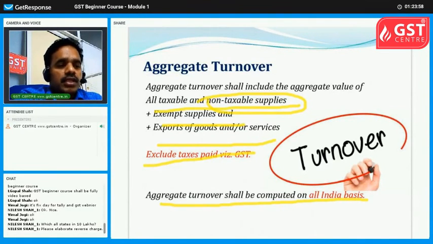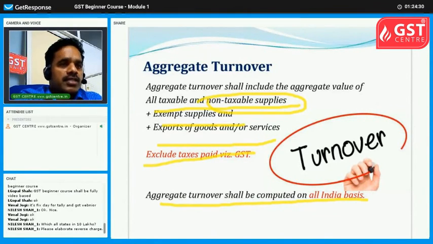Okay, Nilesh sir, the reverse charge mechanism mainly means the buyer has to pay tax. Normally, the seller will be collecting the price from the receiver, the customer, and the seller has to pay tax to the government in the normal scenario. But under the reverse charge mechanism, the buyer has to pay tax.